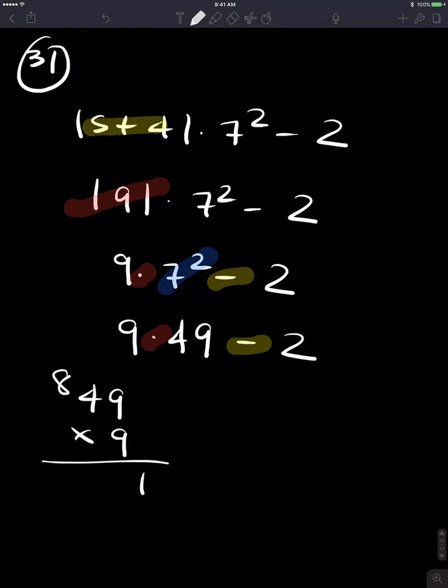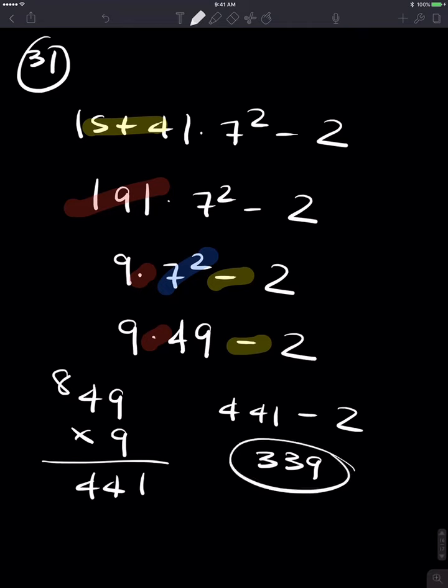9 times 9 is 81. 9 times 4 is 36, plus 8 is 44. This is 441 minus 2 for an answer of 339. Excuse me, that's incorrect. That is 439.